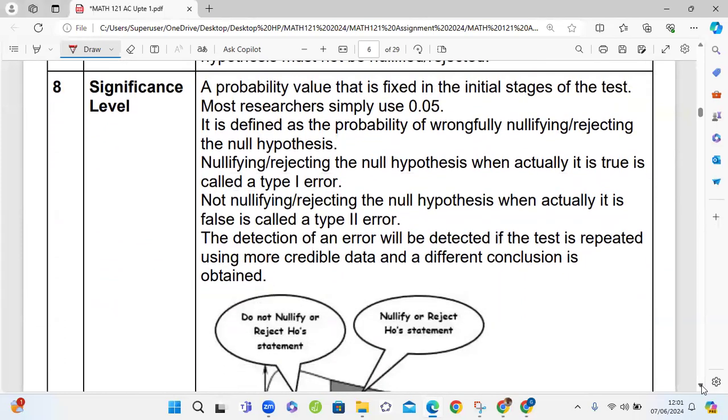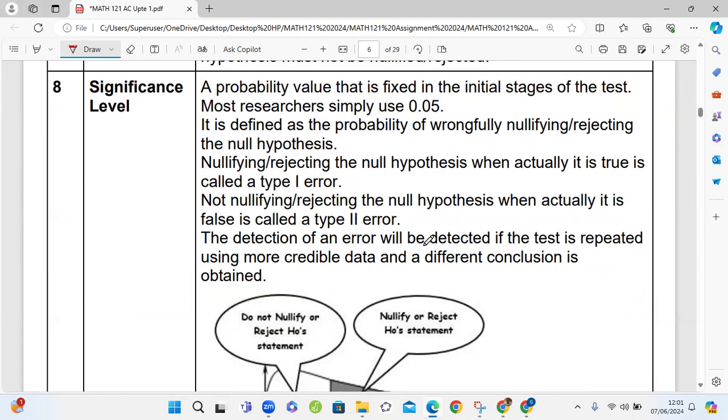Then you have what you call the p-value approach. So you'll be talking about the significance level. It's a probability value that is fixed in the initial stages of the test. Most researchers simply use 0.05. It is defined as a probability of wrongfully rejecting the null hypothesis. Rejecting the null hypothesis when it is actually true is called a type 1 error. Not rejecting the null hypothesis when it is in fact false is a type 2 error.